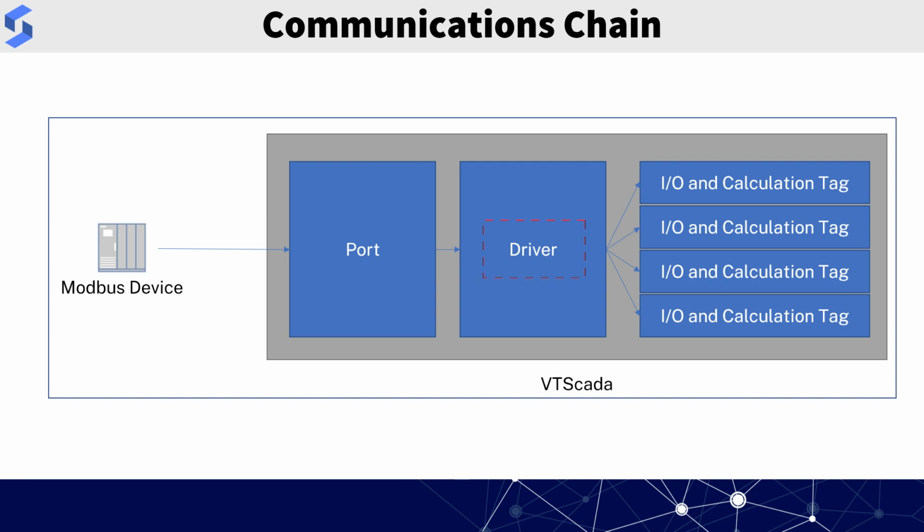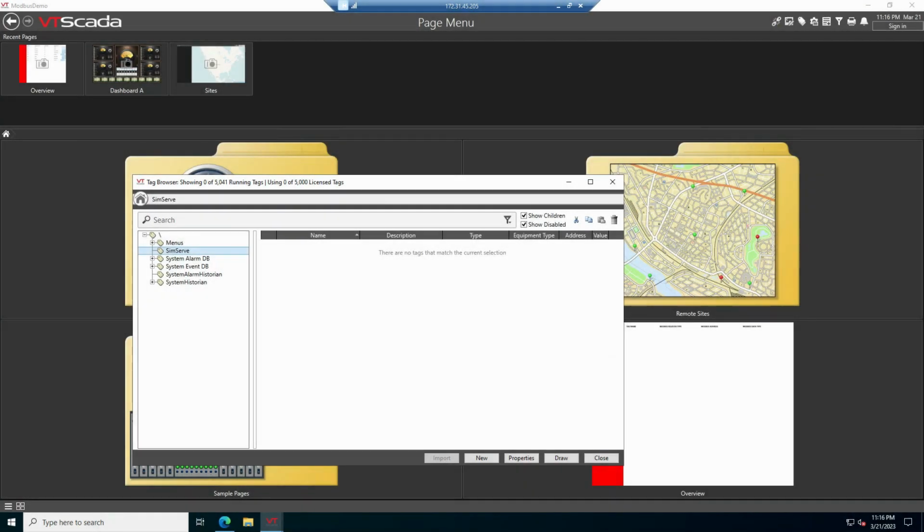The driver tells VTScada which communication protocol to use and allows the user to specify protocol-specific settings to communicate with the device. The last link is the memory addresses of the data in the device that should be read into VTScada tags, and these addresses are specified in VTScada I/O and calculation tags. Information flows from the device through the port to the driver, and data gets stored in the appropriate I/O and calculation tags. Let's start by creating the port.